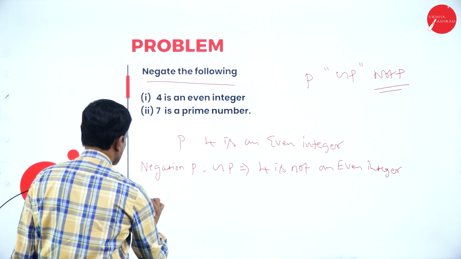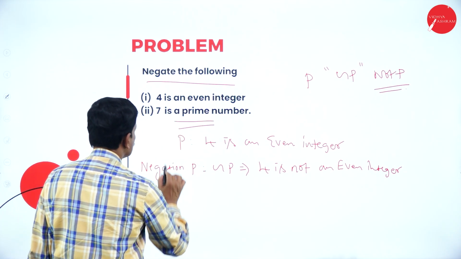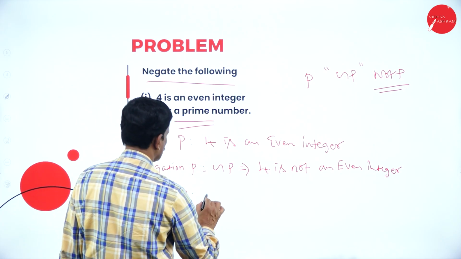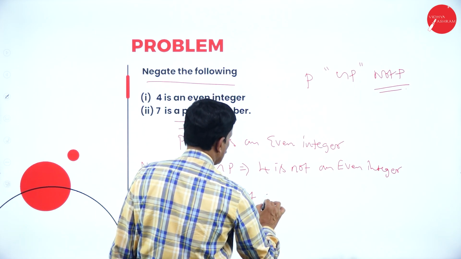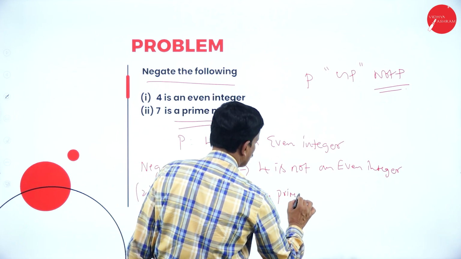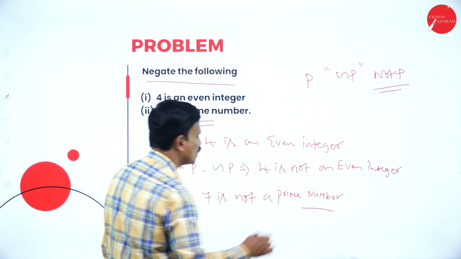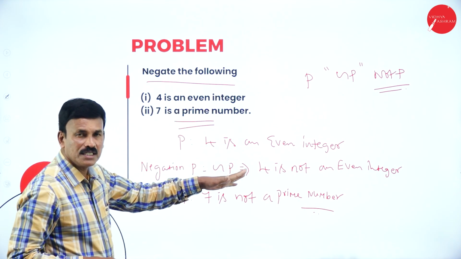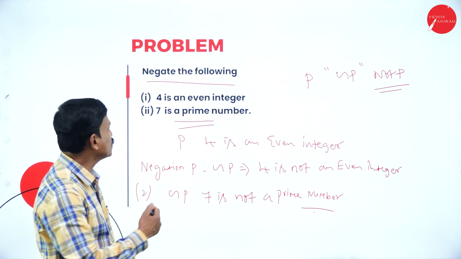Now let us consider another example. What is given? 7 is a prime number. So the negation of P is equal to 7 is not a prime number. That's it. So 4 is not an even integer and 7 is not a prime number. These are the negations for the given statements.